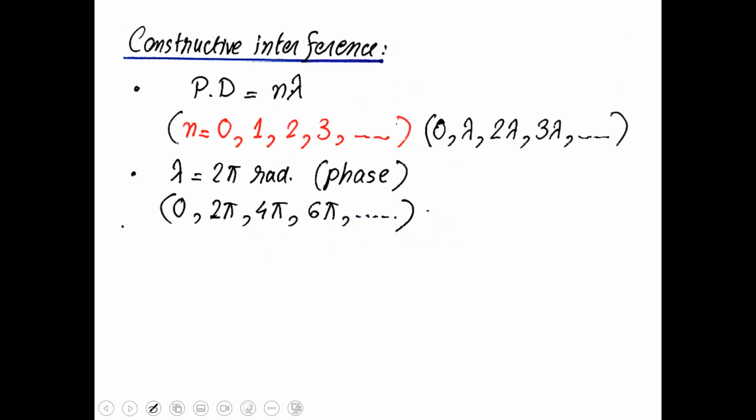So now we make a very important rule. For constructive interference, path difference is always n lambda, where n is equal to 0, 1, 2, 3, and lambda corresponds to 2 pi. So the phase difference will be an even multiple of pi. This sheet is very important to learn the formula for path difference. So please look at this sheet.